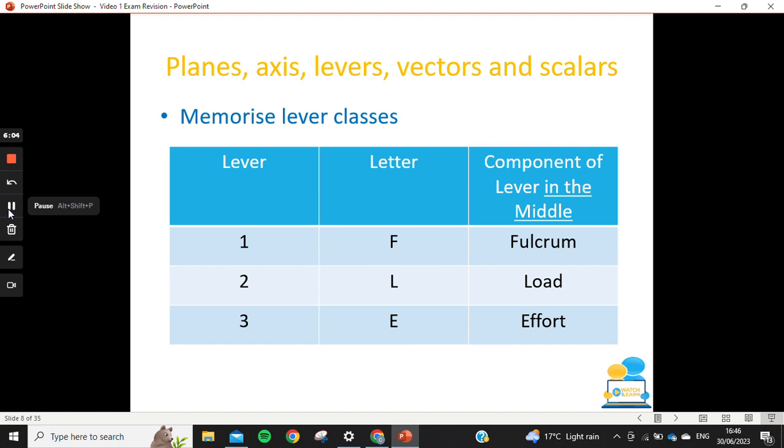So if we're trying to figure out what class of lever is operating at a certain point, we can use the 1, 2, 3 FLE to figure this out, and then draw it out on the actual exam, or if you didn't have a picture of it, you could draw it out on your rough worksheets yourself.